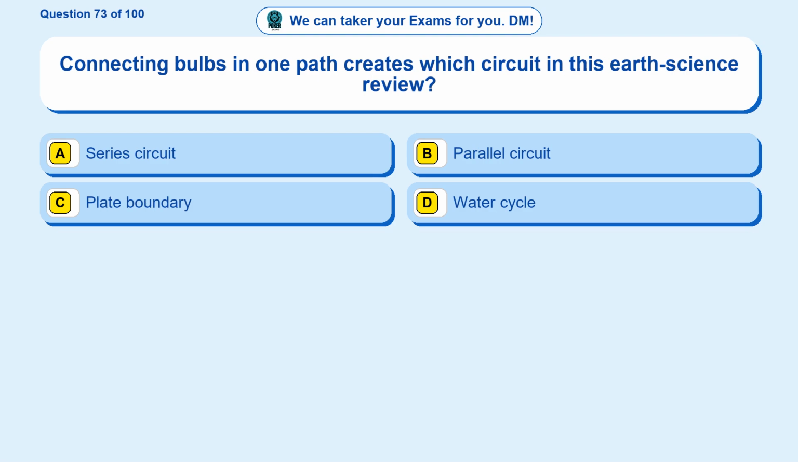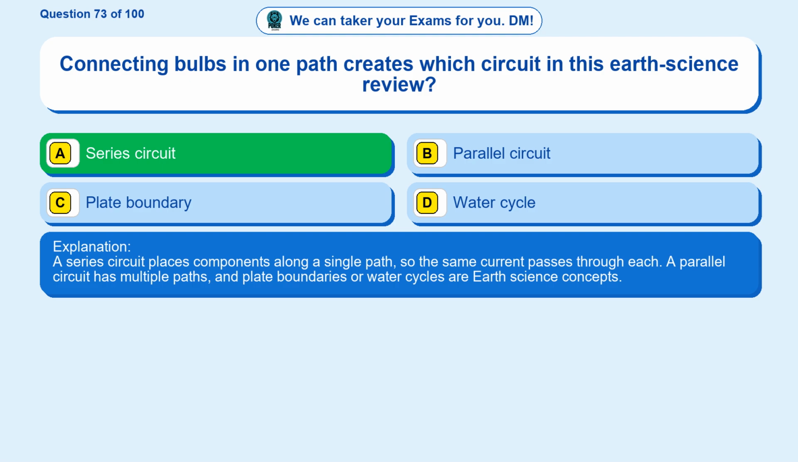Question 73. Connecting bulbs in one path creates which circuit in this Earth Science Review? Option A, series circuit. Option B, parallel circuit. Option C, plate boundary. Option D, water cycle. The correct answer is option A. Series circuit. A series circuit places components along a single path, so the same current passes through each. A parallel circuit has multiple paths, and plate boundaries or water cycles are earth science concepts.